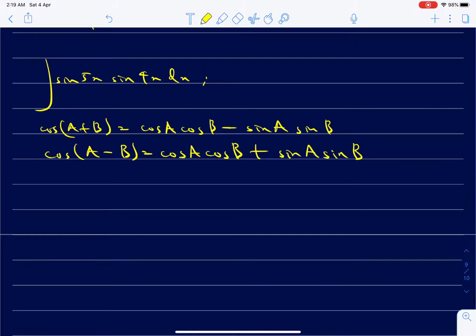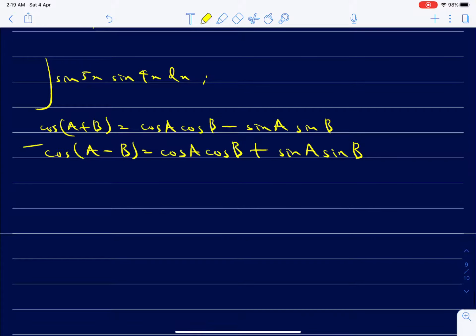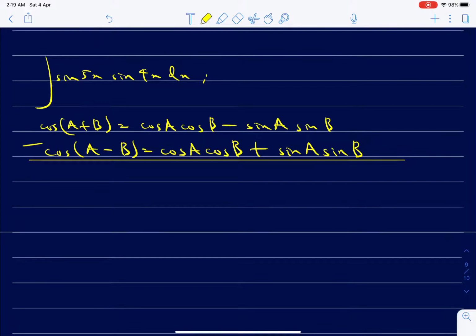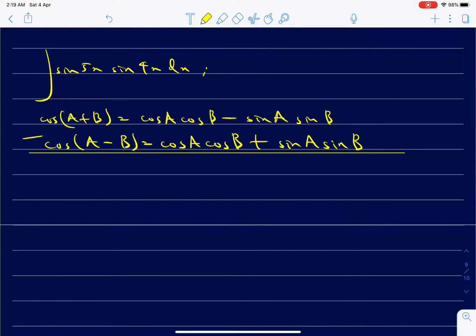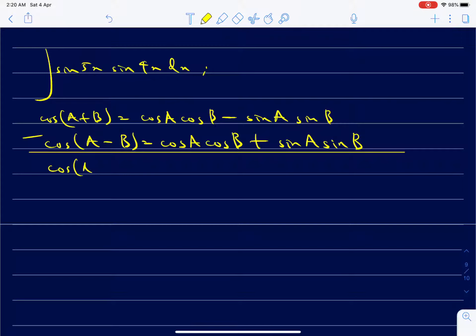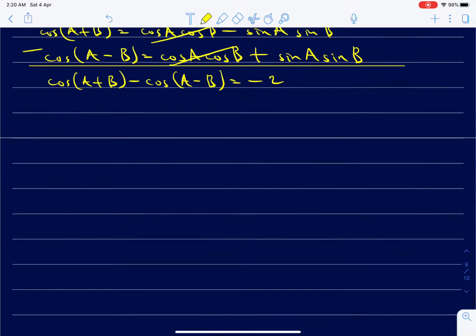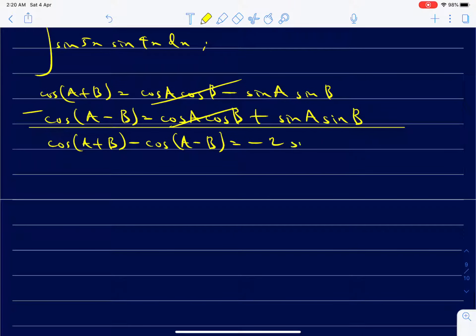Now, if I subtract equation 2 from 1, what I actually want to do is to make sine a sine b the subject, find the definition for sine a sine b. That means cos a plus b minus cos a minus b is equal to, of course, this will cancel this, minus 2 sine a sine b.